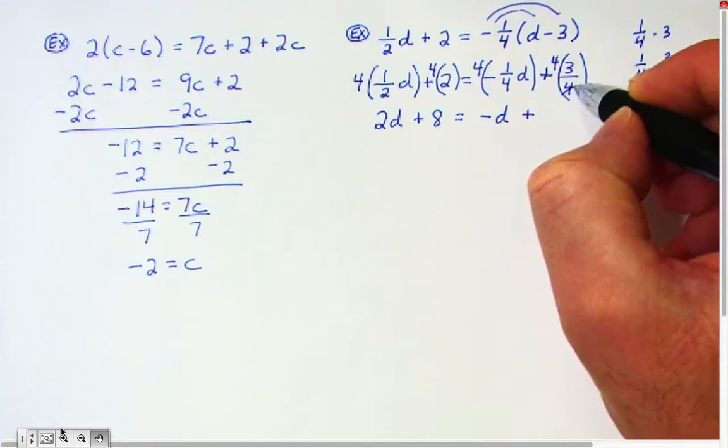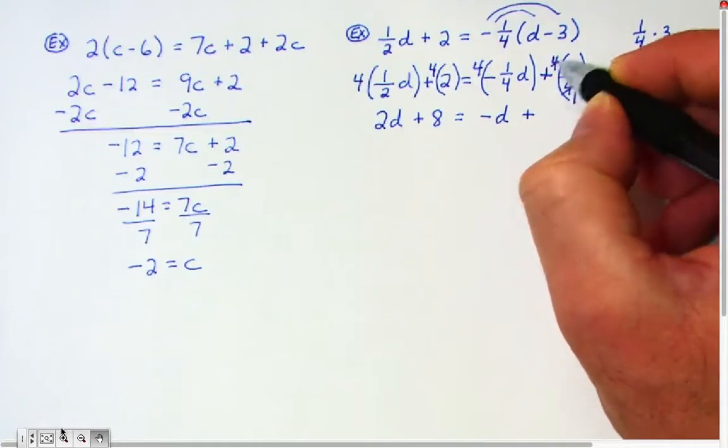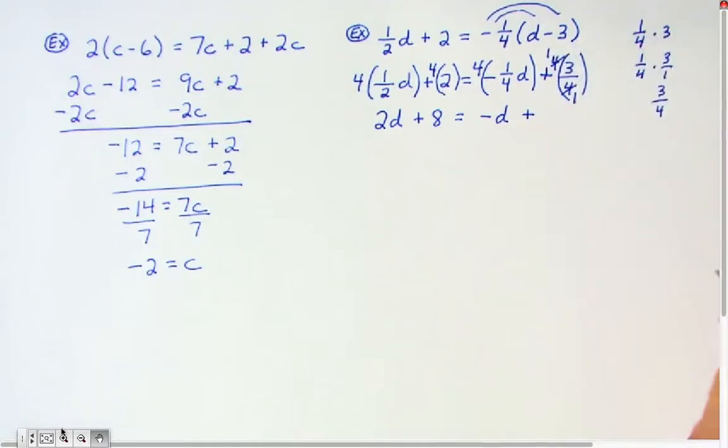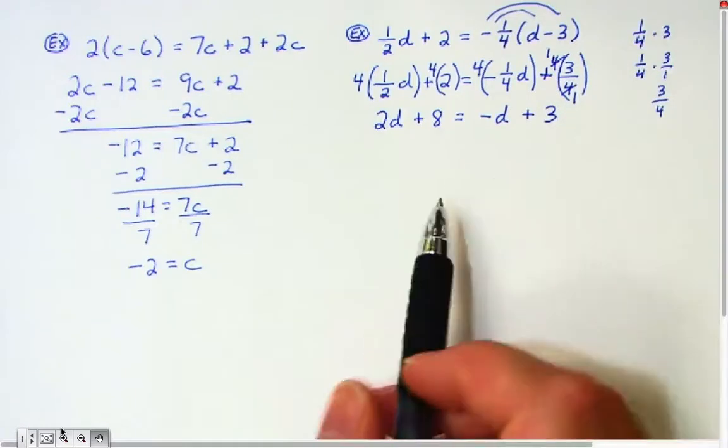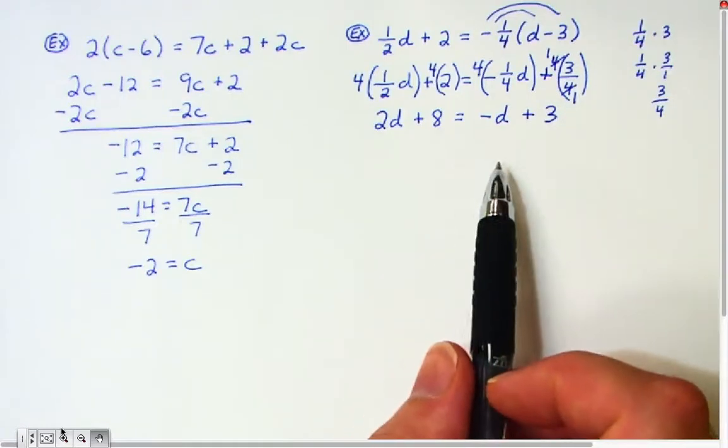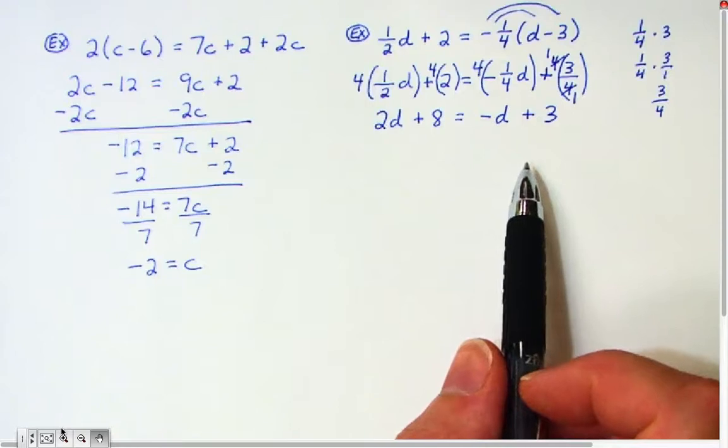Here's one way to think about it. 4 goes into itself once here and again here. So we have 3. Now there are no more fractions. It's 2d plus 8 equals negative d plus 3.